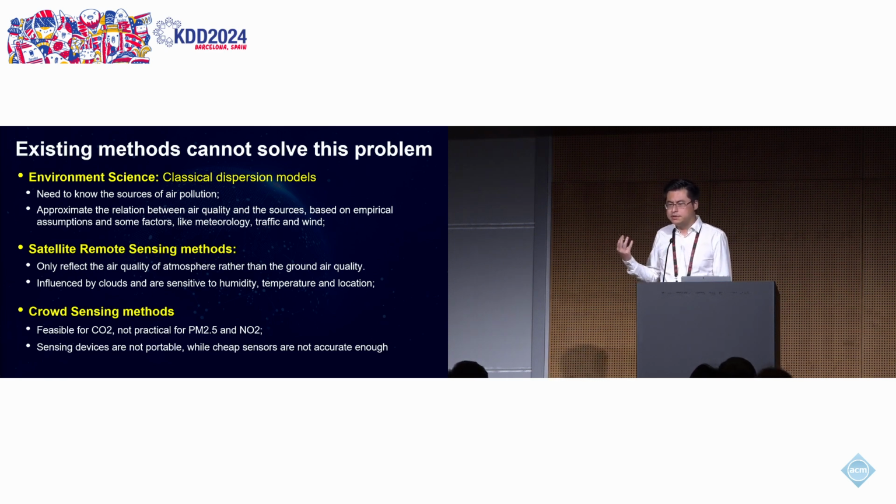And satellite remote sensing can only get air quality of the atmosphere rather than on the ground. And it's also sensitive to humidity and weather conditions. And what if you use some cheap sensor? Some cheap sensor is portable, but it only works for sensing carbon monoxide rather than PM 2.5. The device for sensing PM 2.5 is usually big, not portable. And cheap sensors are not accurate enough, so they cannot be accepted by governments.